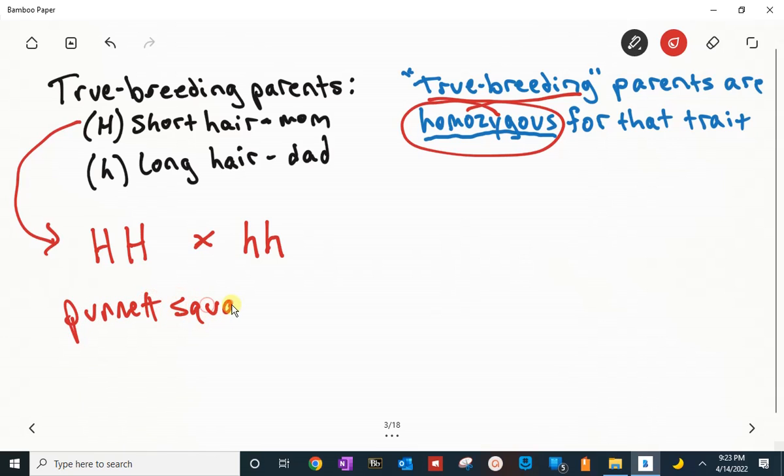Punnett square. And you might have seen this before in previous biology classes. But we'll just take the mom's genotype and put it down in this column. So she has two capital H's for short hair. So we're going to split those up and do one capital H and then the second capital H. And then we're going to take the dad's genotype, which is lowercase h and lowercase h, and we're going to break those up, lowercase h and lowercase h.